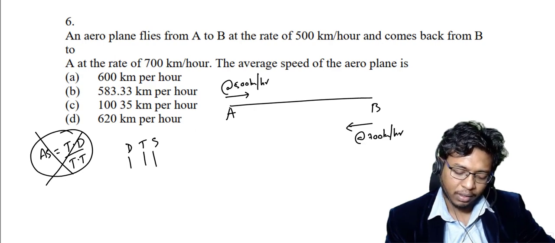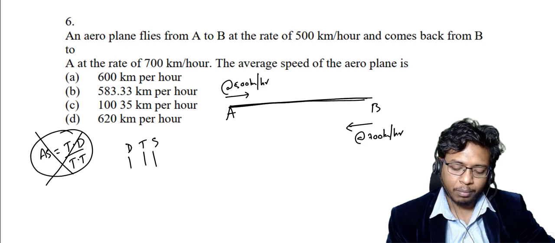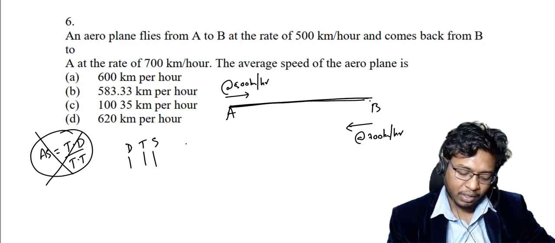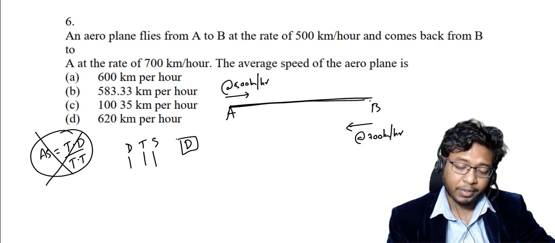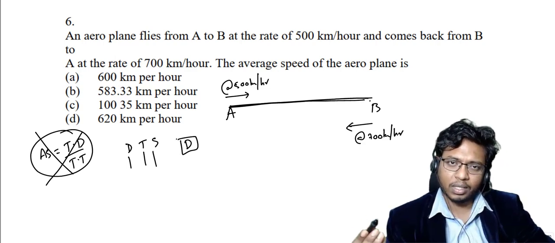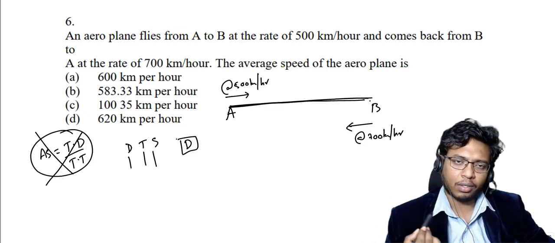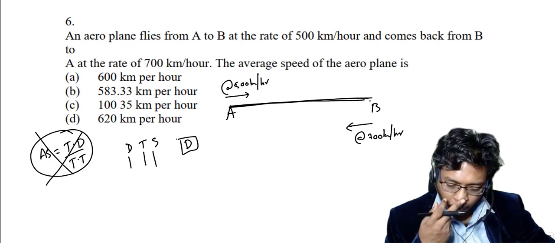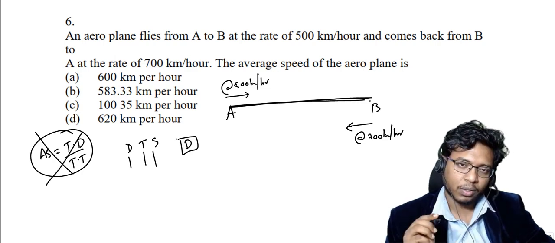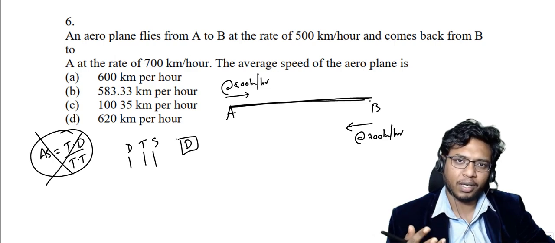So here you see, the aeroplane is going from here to here, and on return it is also coming from here to here. That means in this case d is constant. That means distance traveled is constant. There are two scenarios. One is the towards journey, second is the coming journey. So in these two scenarios distance is constant. So when d is constant, what are the remaining two variables? That is speed and time.